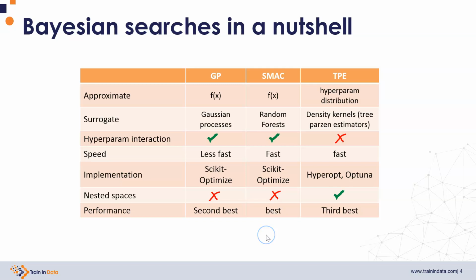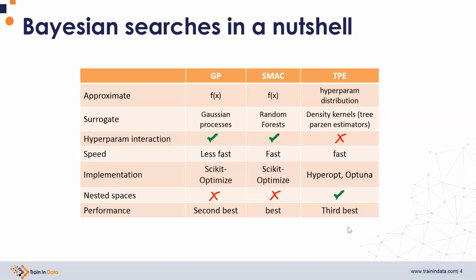Now, in terms of performance, some scientists have compared these 3 algorithms across various models, and they have concluded that almost always SMAC works best, so finds hyperparameters that return models that perform best. GP comes in 2nd place, and TPE comes in 3rd place.